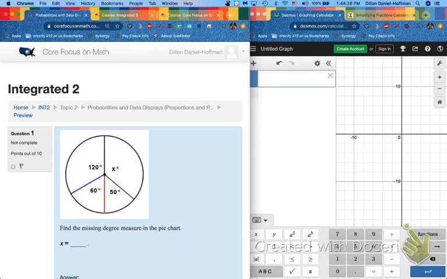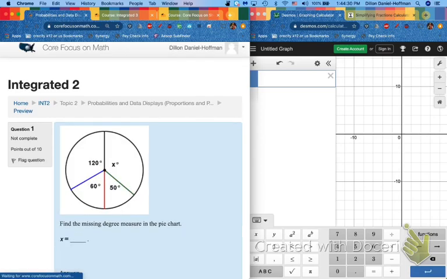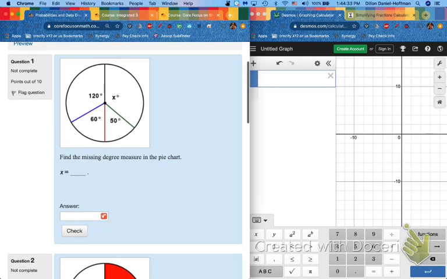And we start with a pie chart, otherwise known as a circle, split into what looks like a peace sign and a half, or it's like someone wearing a mask, or Bane. Hopefully I don't have any problems with copyright issues for saying that, but Batman villain, very famous. Find the missing degree measure in the pie chart.